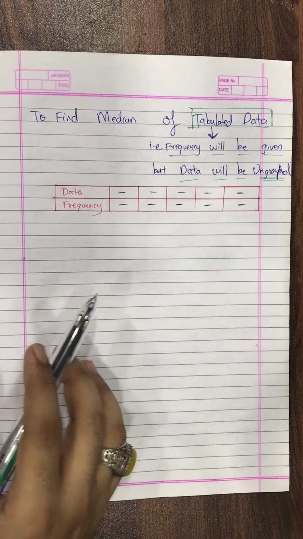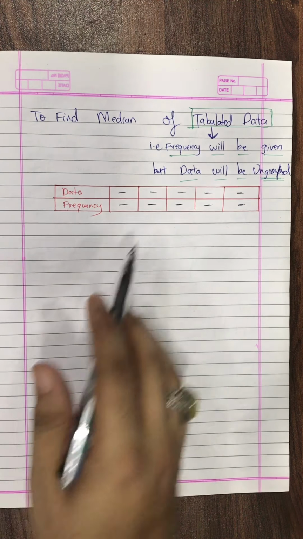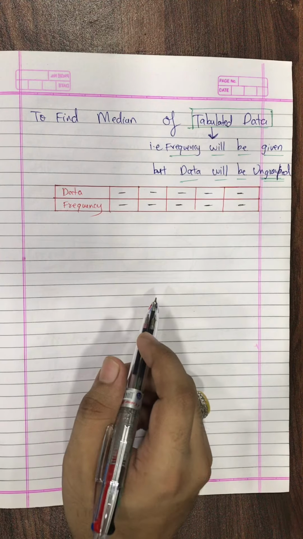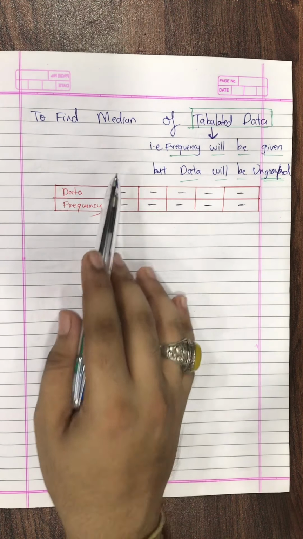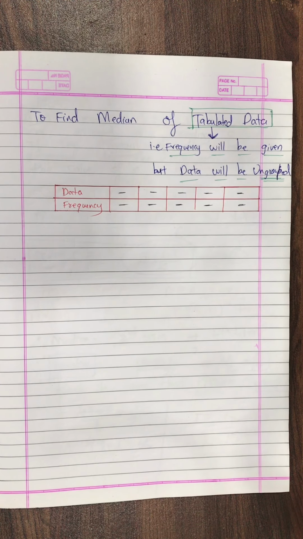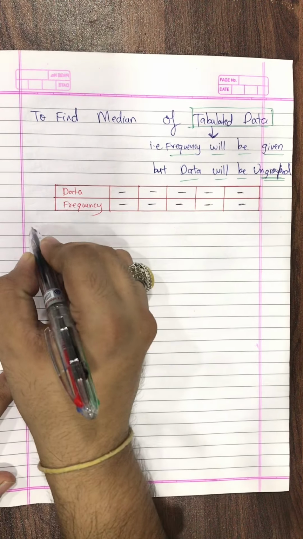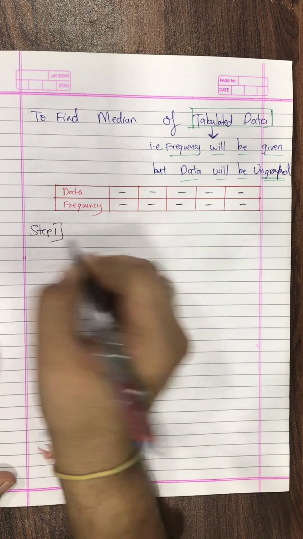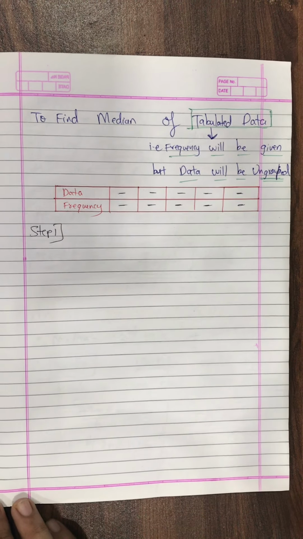So how to find the median of tabulated data? We'll study over here. Now, to find the median of tabulated data, we have two steps. Now let's start. I'm starting with step 1. Just stay tuned on the screen.